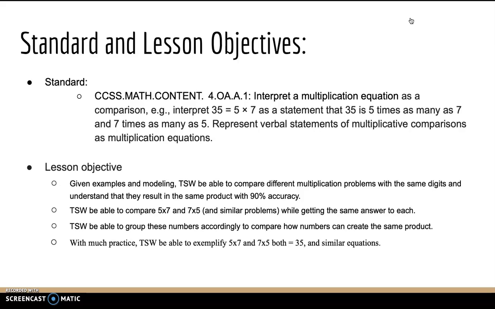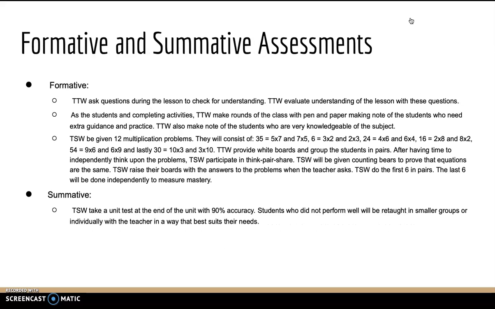The students will be able to group these numbers accordingly to compare how numbers can create the same product. With much practice, the students will be able to exemplify 5 times 7, 7 times 5, and how they both equal 35.